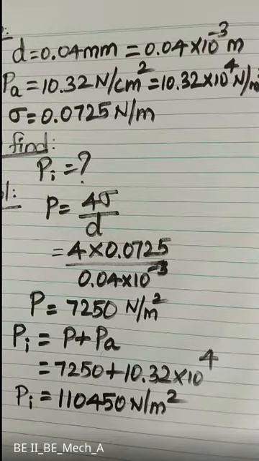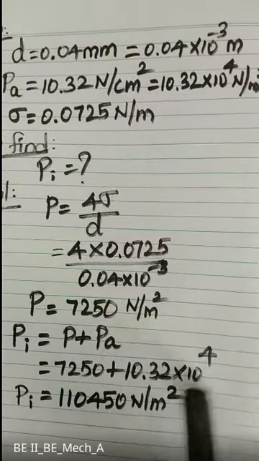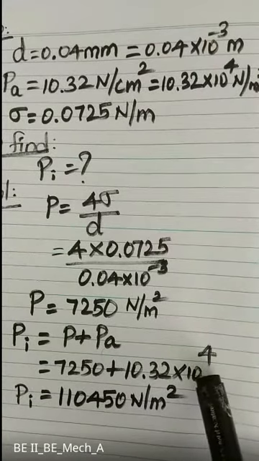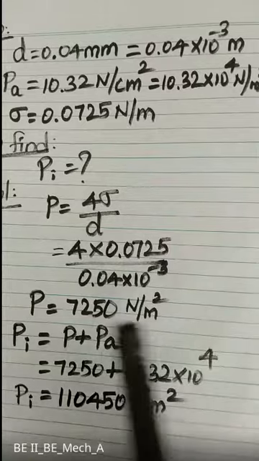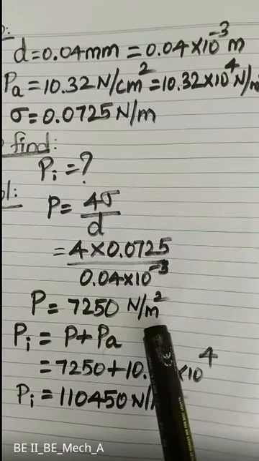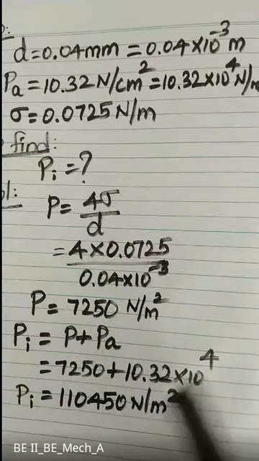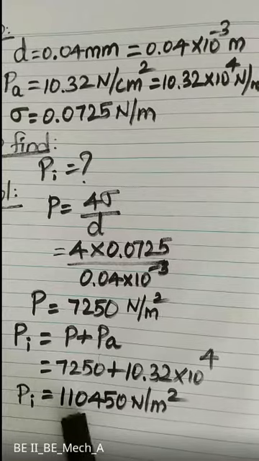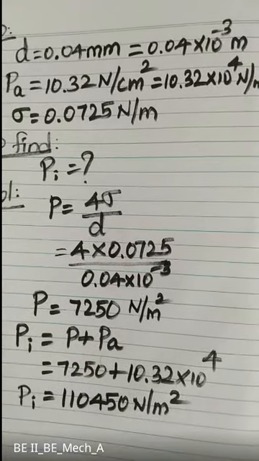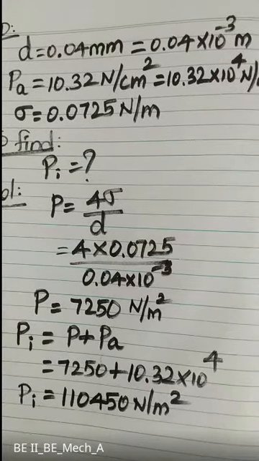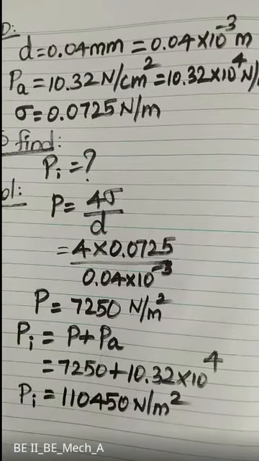So you can do any unit conversion. Here we are converting Newton per centimeter square into Newton per meter square, or else you can convert this value into Newton per centimeter square. If you do that, the answer will be 11.045 Newton per centimeter square. So you can do whatever is convenient for you. So that's all about this problem.